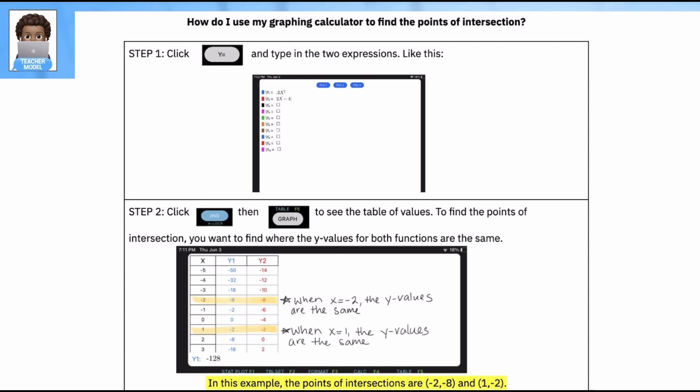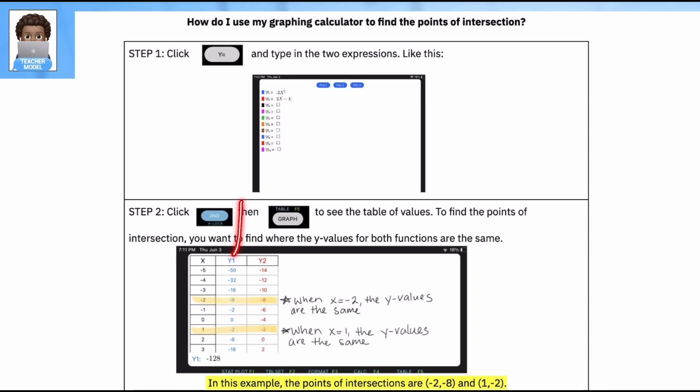If you have a graphing calculator, this is what you could do on a TI to find the points of intersection. You can click y equals and make sure your calculator looks like this so that you can type in both equations. You notice here one is linear and one is quadratic. Once you do that, you click second and the graph button so you can see your table. This is how I would do it in 2023 on a regular graphing calculator.